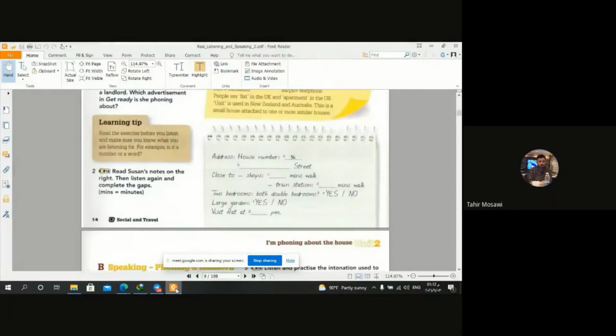Ali, Ali. Yes, the street name is Arwa Street. Yeah, that's right. Thank you, Ali. It is indeed Arwa Street, and that's how we fill the gap B. And also it is close to the shops. How many minutes walk is it to the shops?